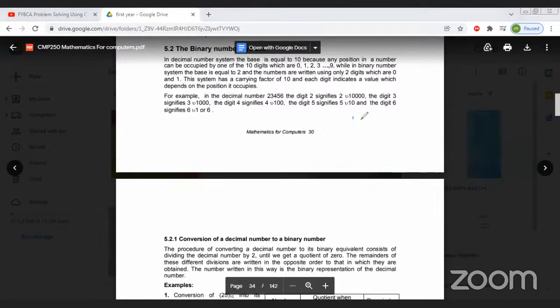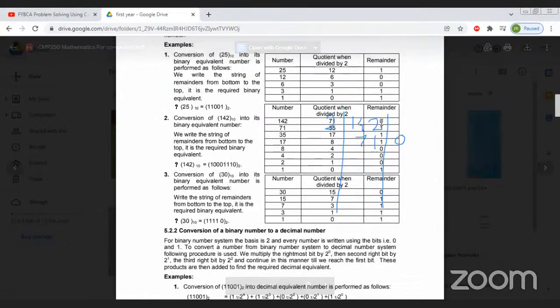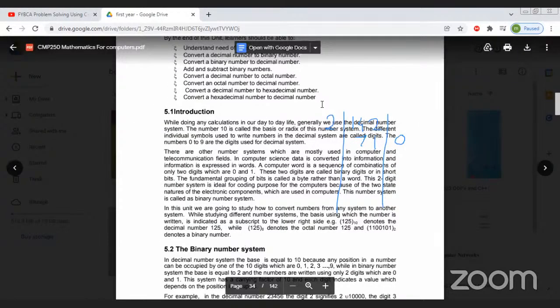What was the number? 142. Again, 2 columns you have to add. 2 sevens are 14, 2 ones are 2. So here you are going to have 0. Yes or no? Because the remainder is 0. See, 0 came over here.